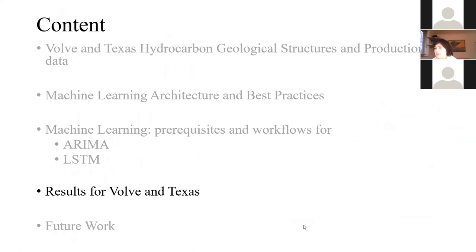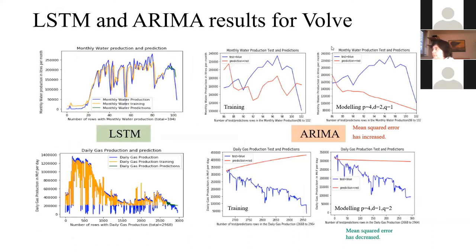Now the results for the Volvo and Texas. So this is the result for the Volvo information. Here you can see the LSTM for the monthly water production and prediction, and for the gas production and prediction. As you can see, the training is really the last part of the prediction here. I have trained 90% of the data, and you can see the same shape here.